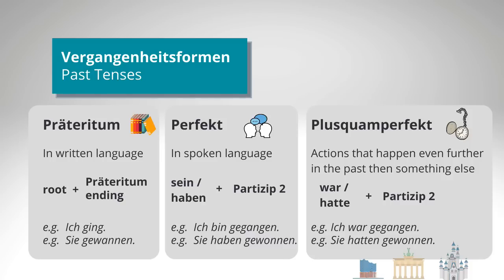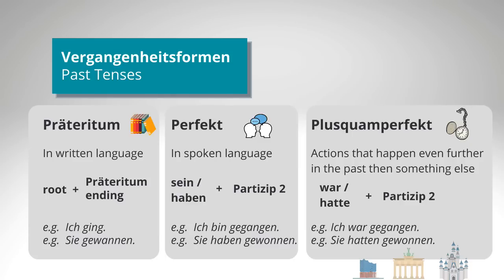The Perfekt, on the other hand, is formed by taking the conjugated version of the Hilfsverb sein or haben and then adding something that is called Partizip 2. So sein and haben are our auxiliary verbs, just like have in have been in English. And most of the time we use haben. We only use sein if the other verb that we use either indicates action or some sort of change.